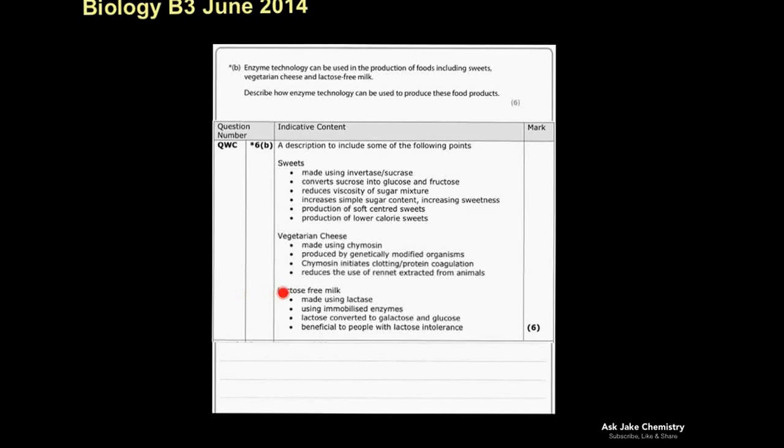Then you can talk about lactose-free milk. So each single one here, you get 2 marks, 2 marks, and 2 marks. It's made by using lactase, by immobilized enzymes. Lactose is converted to glucose and galactose. It's beneficial to people with lactose intolerance because they have a side effect from milk.